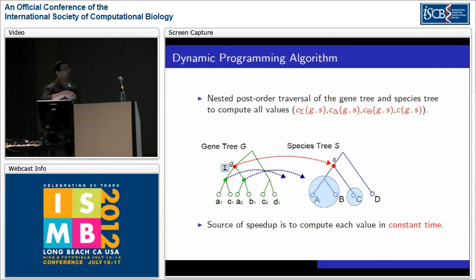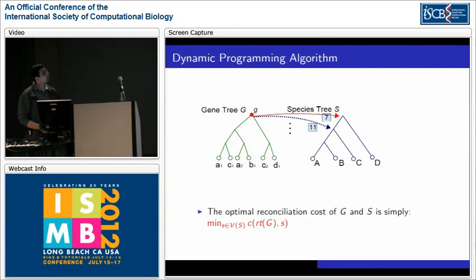And the source of our speed up is that we can compute each of these values in constant time, which is not completely straightforward. It's easy to do this in linear time, even easier in quadratic time, but it's a bit tricky in constant time.